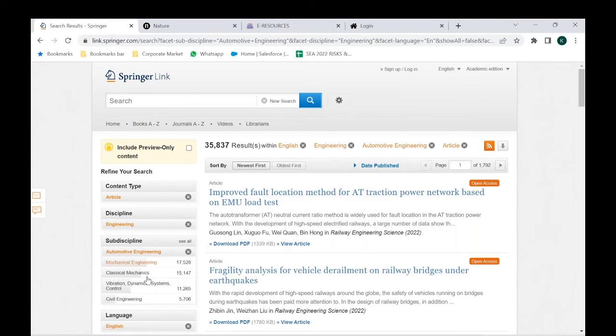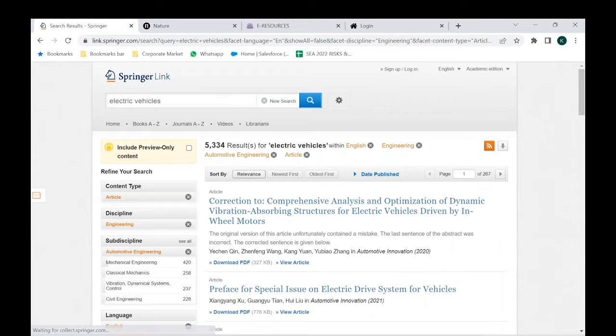So once again, following up on my current filtering based on engineering, English, automotive engineering, and I only want to see journal articles, you can actually continue to add keywords to this. So let's say electric vehicles, right? And I narrow it down from 35,000 to 5,334 with the term electric vehicles.